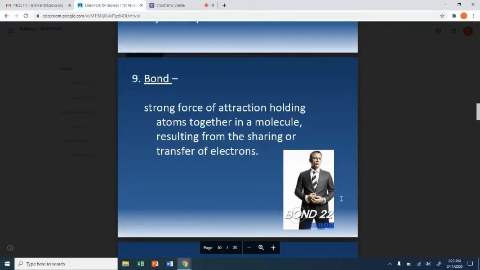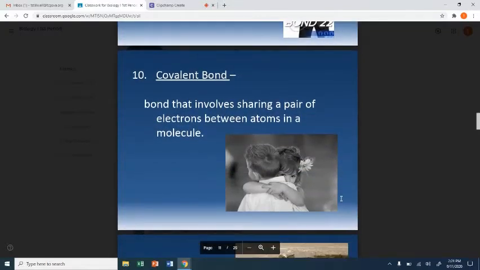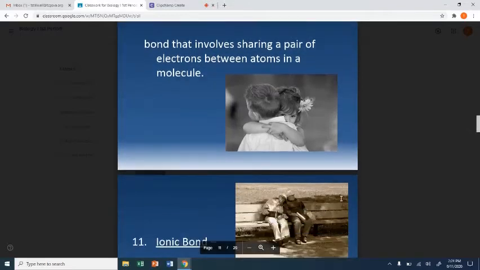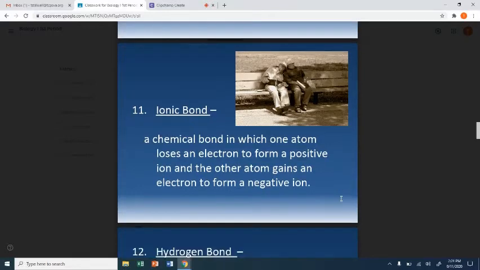A bond is a strong force of attraction holding atoms together in a molecule, resulting from the sharing or transfer of electrons. The strongest bond that we're going to talk about is the covalent bond. They involve the sharing of electrons. So 2 or more atoms are sharing electrons, which means they are physically holding on to each other. An ionic bond is where ions are formed, where one atom gains an electron and is negative, or one atom gives away an electron and is positive. In that case, the positive and the negative, just like with magnets, attract to each other.